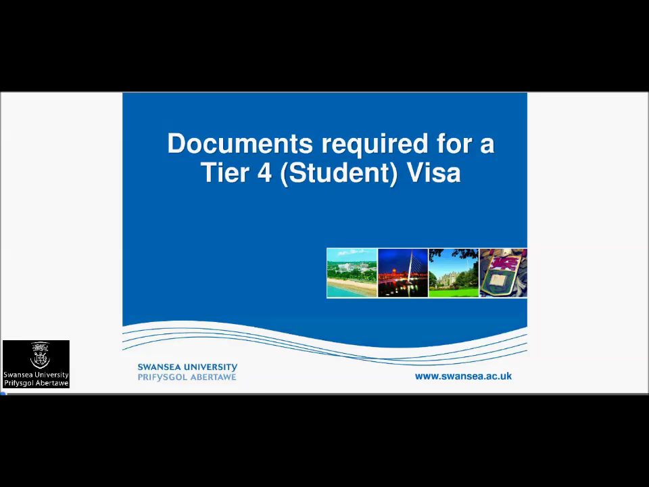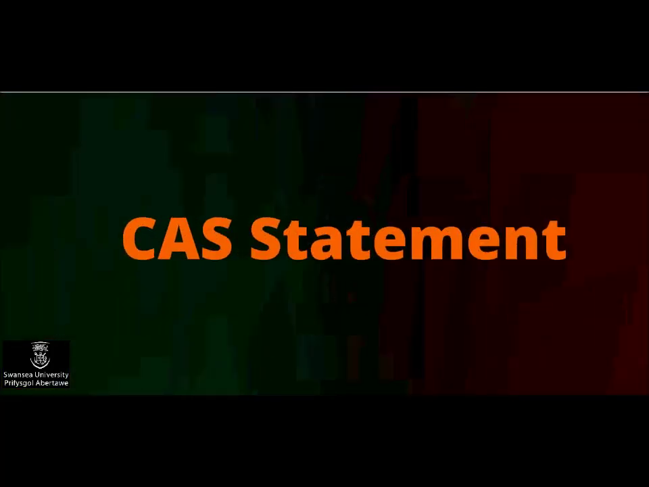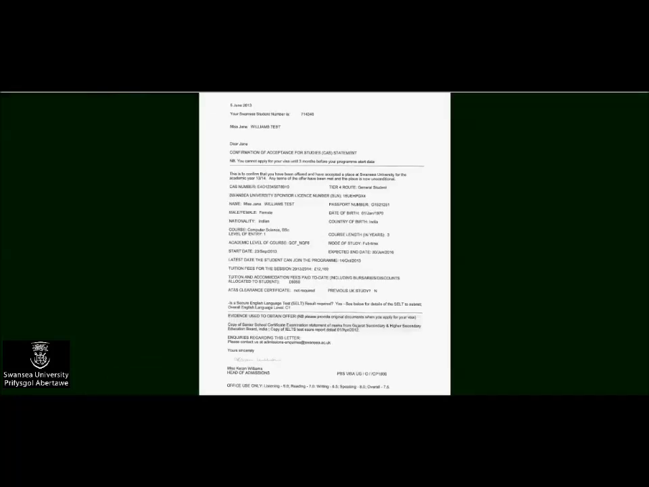For a successful Tier 4 visa application, the applicant is required to provide a number of original documents. These documents include a CAS statement that has been issued from Swansea University. Remember, you will need a new CAS number and statement for each visa application.